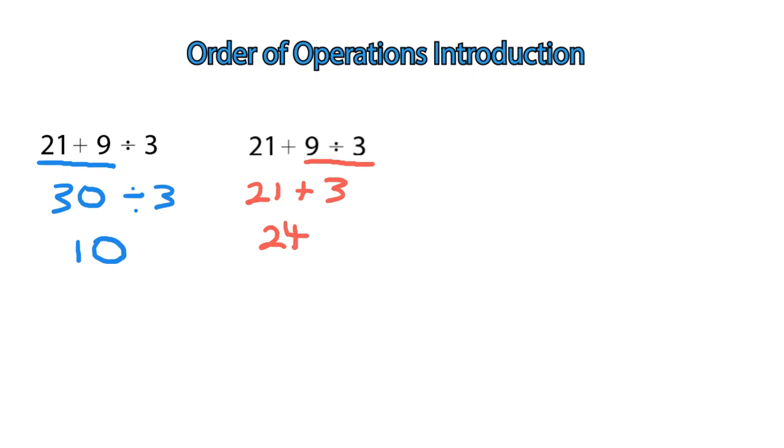Which way is correct? This is where order of operations comes into play. Mathematicians have had to come upon an agreed order. If we don't have an agreed order, we're going to get all of our answers wrong. So the agreed order is that we always start with parentheses and brackets. Parentheses would look like this. These are brackets. And there are other ways of representing this as well. But the point is, any math that is inside parentheses or brackets has to be completed first.